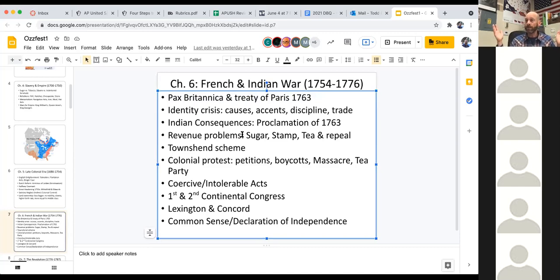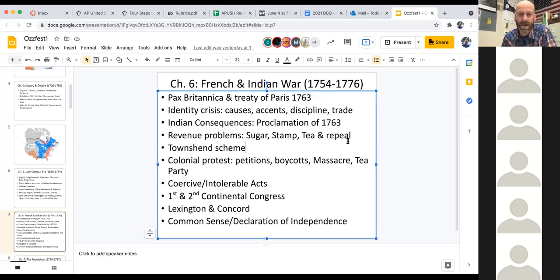That threat was gone now. And a lot of it was amplified by the fact that the French were Catholic, and evil Catholics, right? The Pope, it's a plot to conquer the world and destroy freedom. That was no threat anymore. It was thought that the West would be open for colonization. This would all be wonderful, right?